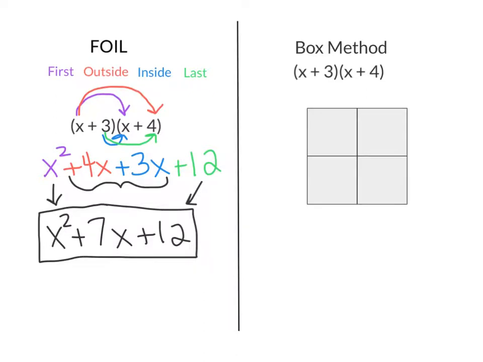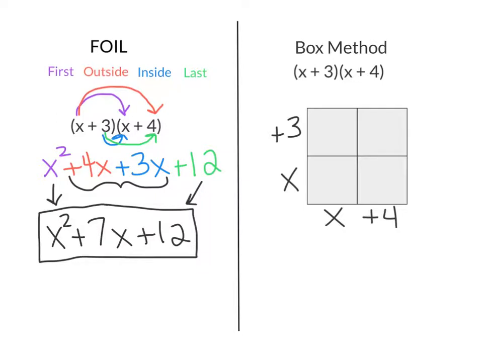So I'm going to go over here to the right side of my screen now, and I'm going to work the exact same problem. I'm just going to use a different method. This is called the box method. I'm going to start by listing my binomials on the side and the bottom of my box. So I'm going to start here with x plus 3, and then on the bottom, I'm going to do x plus 4.